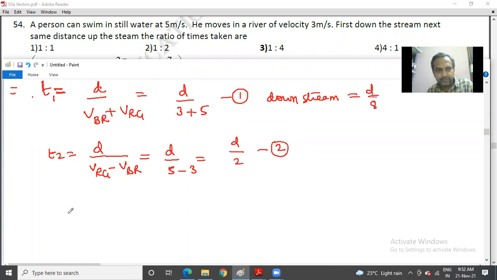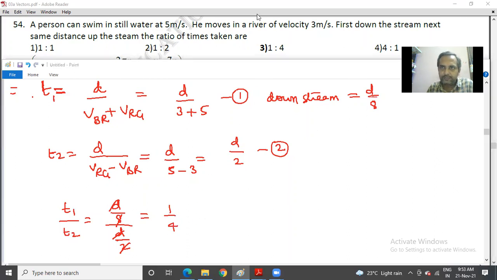Now you take the ratio. Downstream T1, upstream T2. So it will be D by 8 over D by 2. So D, D cancel. This will be 4 times. You will get the answer as 1 by 4. So third option is correct. Let us move to the other question.